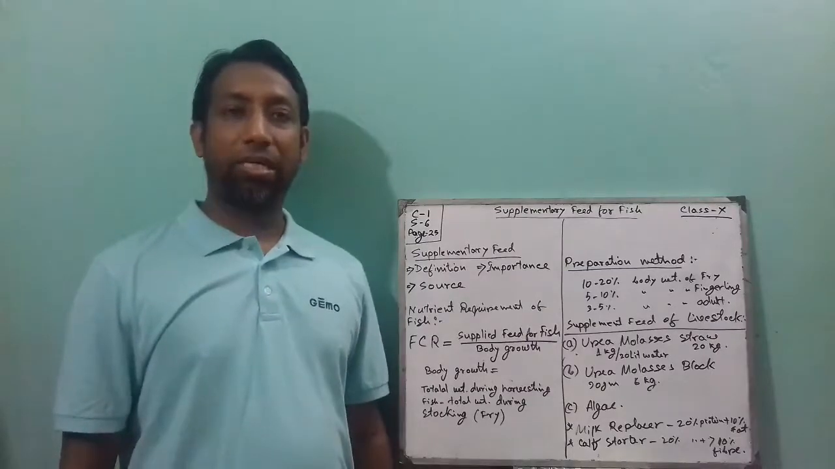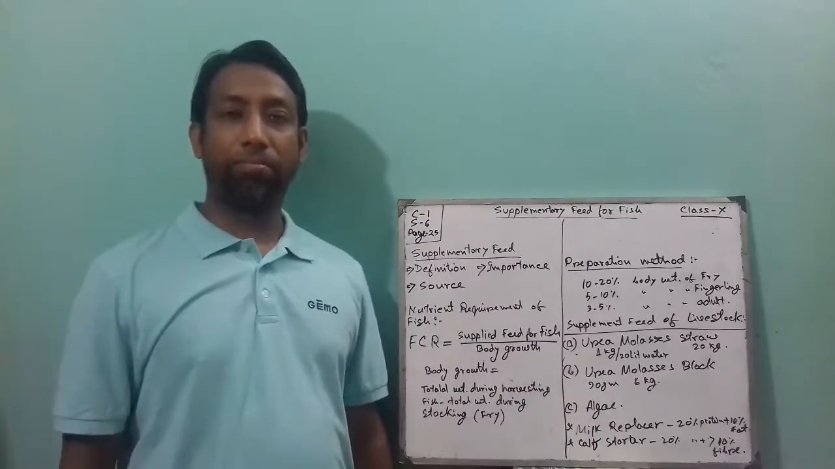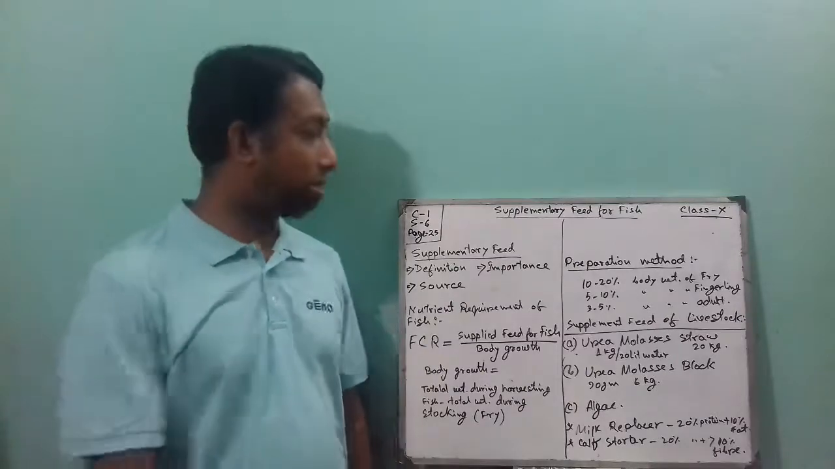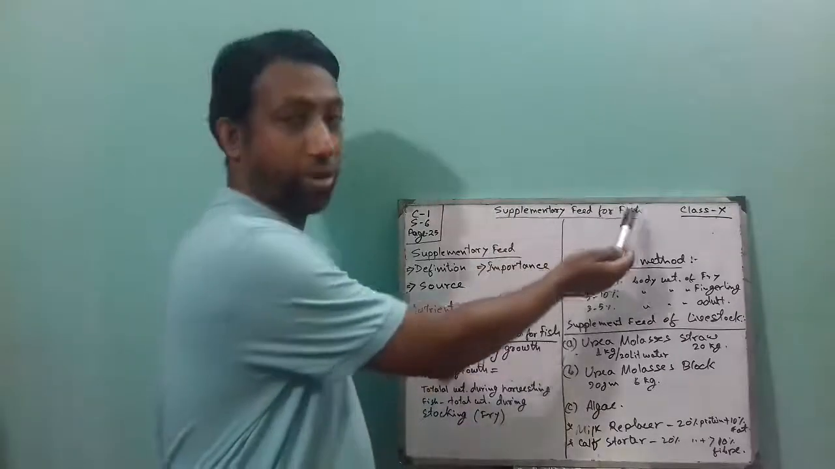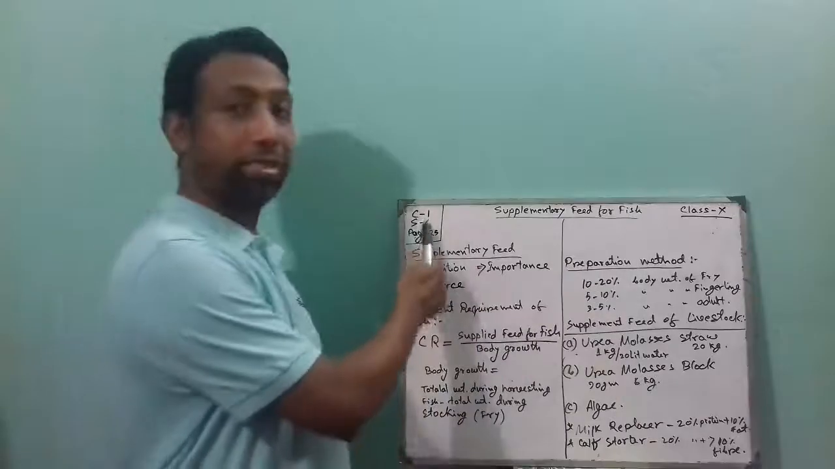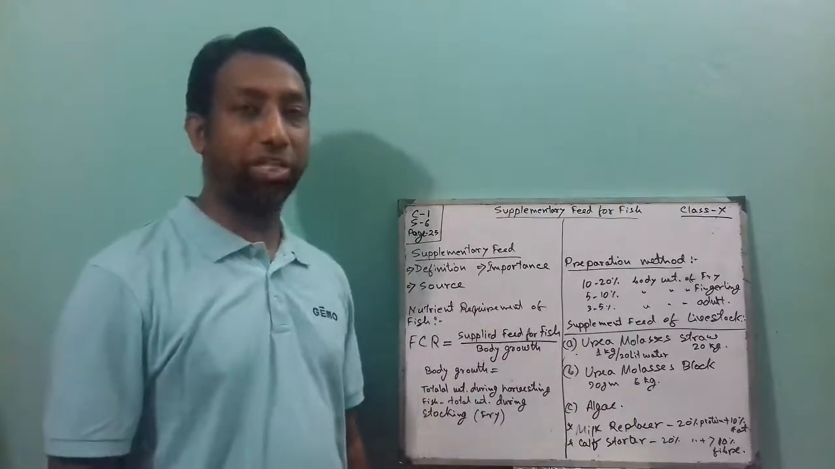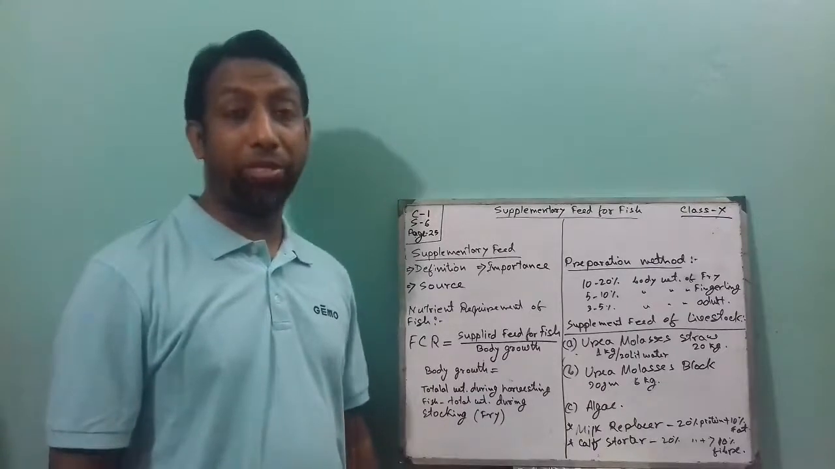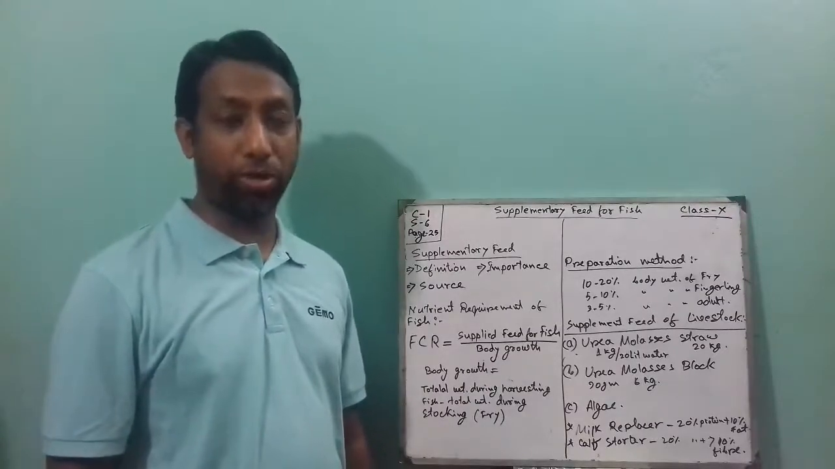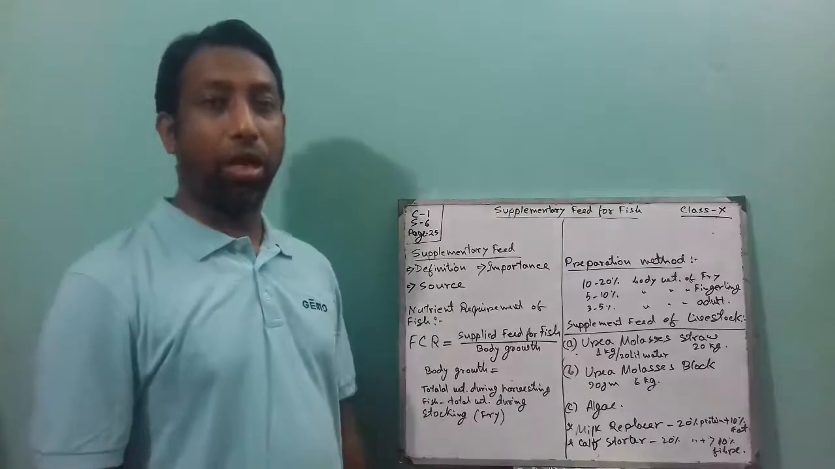Today I will discuss the chapter called Supplementary Feed for Fish, chapter 1, section 6, page number 25. This page number may be changed in your new book, so consider that.